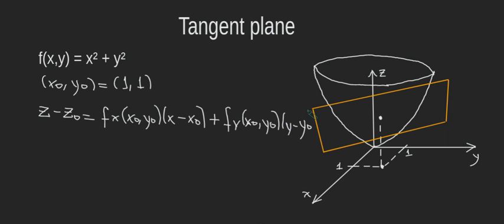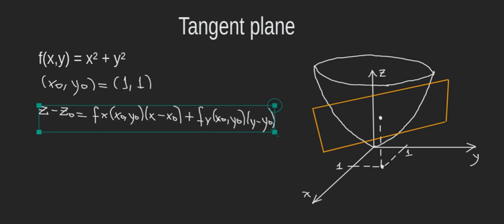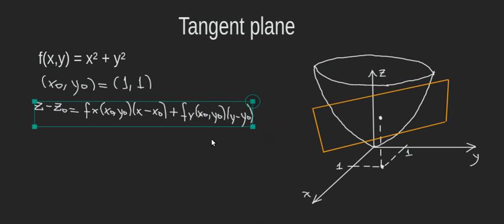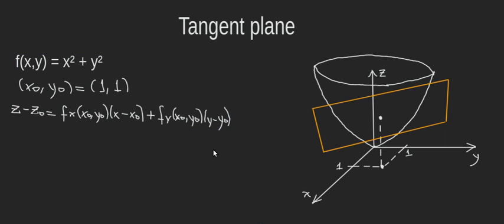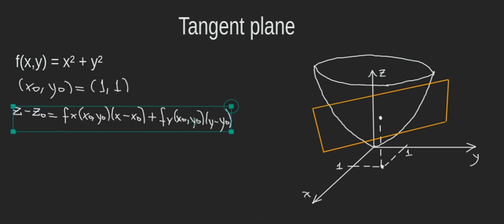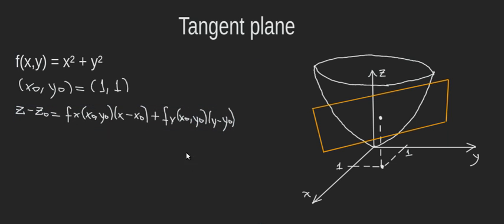Let me just resize this entire expression here. Okay, now it's okay. So we need to compute every single part of this expression. Let's see what we have. We already have x0 here, which is 1. We have y0, which is also 1, but we don't have z0 till now. So first of all, let's compute z0.